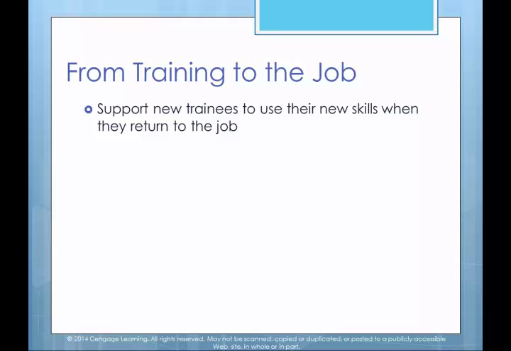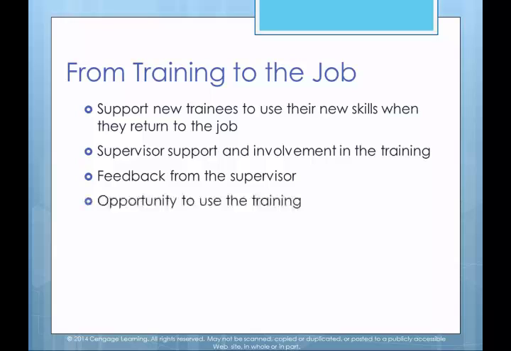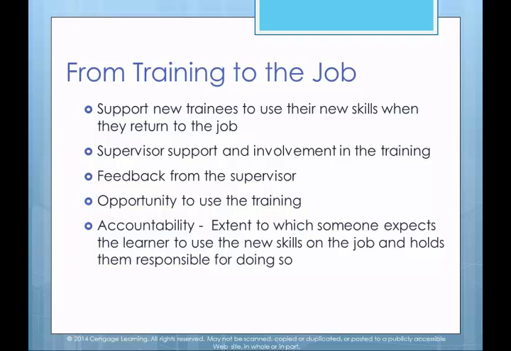From training to the job, support new trainees to use their new skills when they return to the job. Supervisor support and involvement in the training, feedback from the supervisor immediately after they've done something well. Opportunity to use the training. Give them the opportunity to make sure they've used the training they got in the classroom if that was the case. And then accountability. Extent to which someone expects the learner to use the new skills on the job and holds them responsible for doing so.